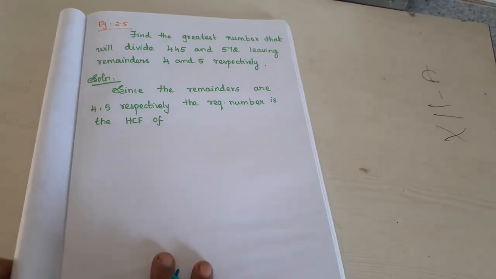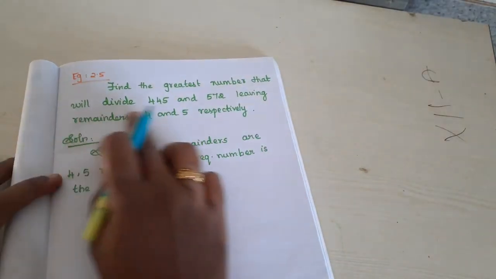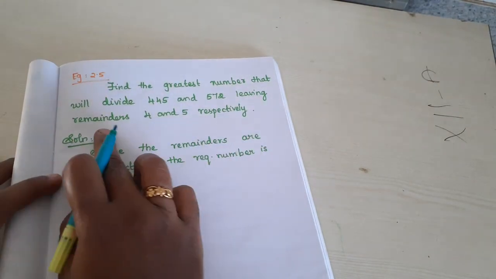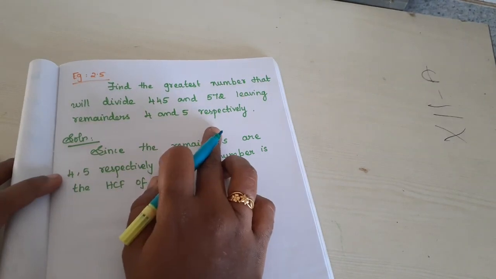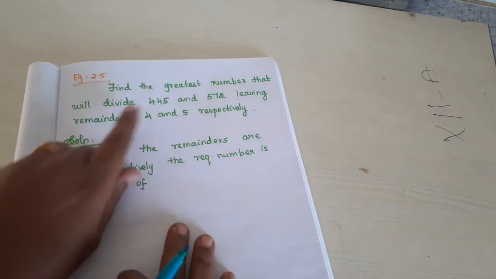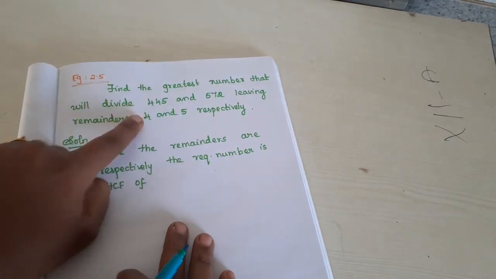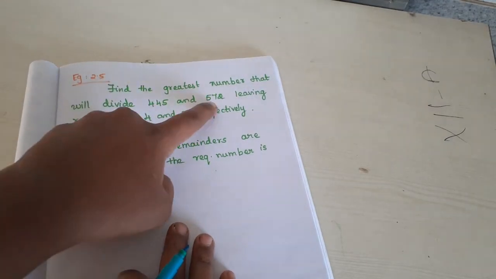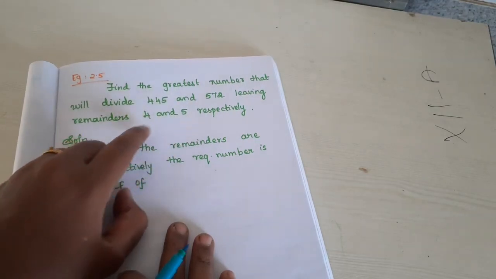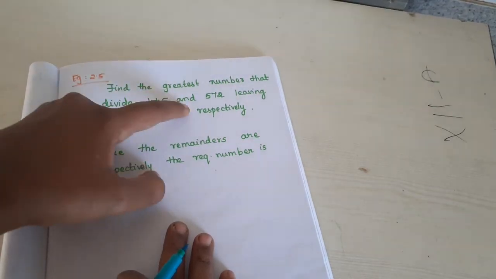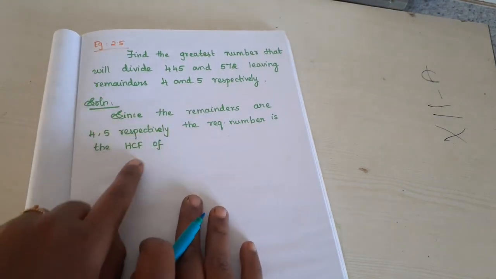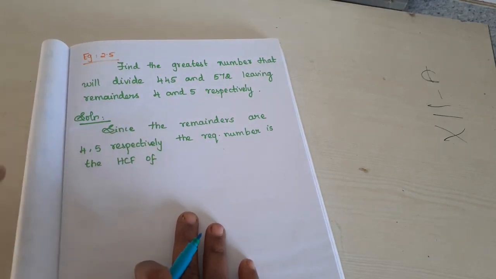Example 2.5. Find the greatest number that will divide 445 and 572, leaving remainders 4 and 5 respectively. Understand the question very clearly. We need to find the greatest number that will divide these two numbers and leave the remainders 4 and 5 respectively. There are more numbers which will divide this, but we need to find the greatest number. Got it? So we need to neglect the remainders first. After that, we need to find the HCF.